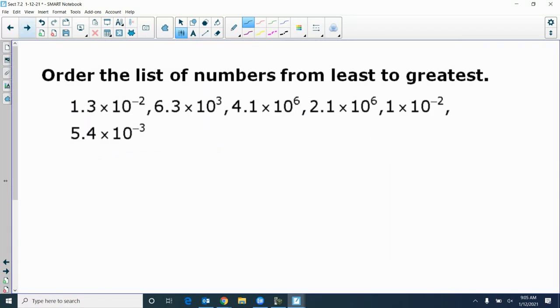All right, that last one there. Order the list of numbers from least to greatest. All right, you try it. I want to just see what your instincts are. What are those from least to greatest? Smallest to biggest.